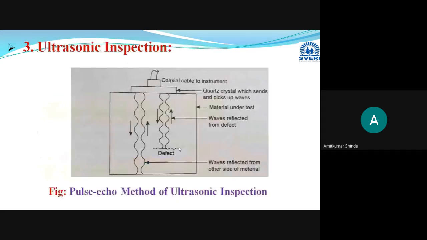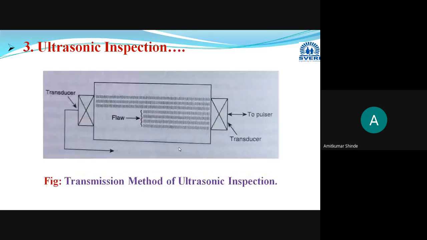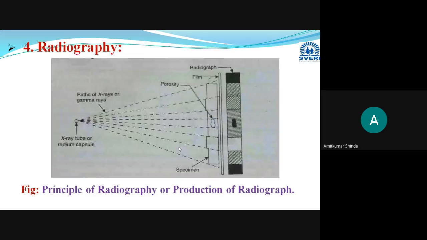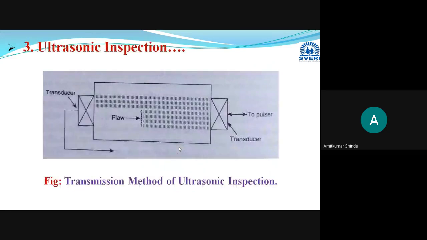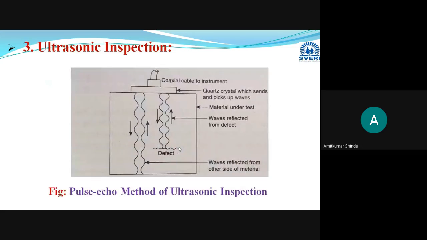Now in today's lecture we will discuss two methods that we are going to finish in today's session. The first is the ultrasonic inspection, and after this ultrasonic inspection, we are going to discuss some principles and the types of radiography. Now we will start with the ultrasonic inspection.